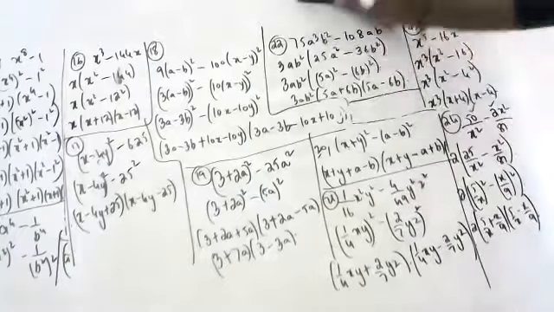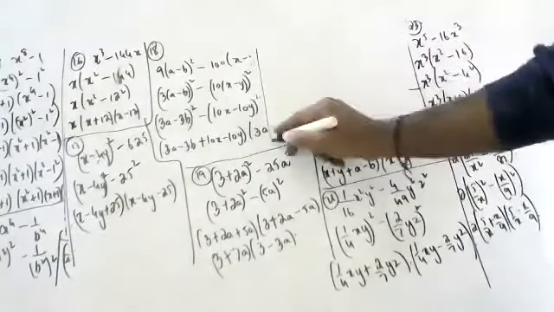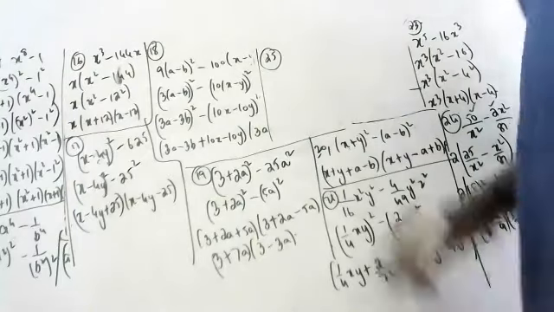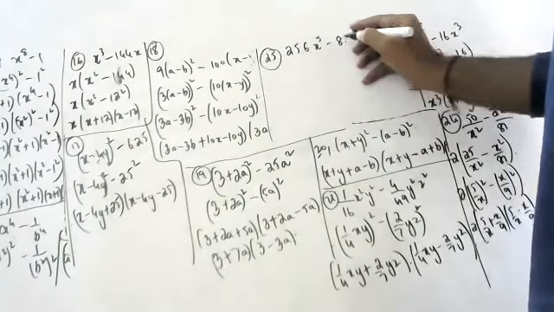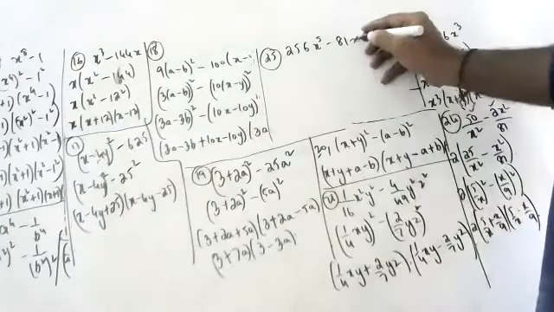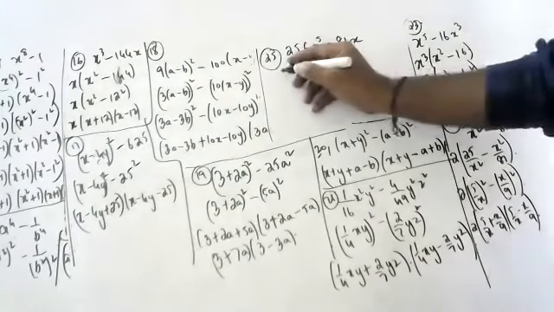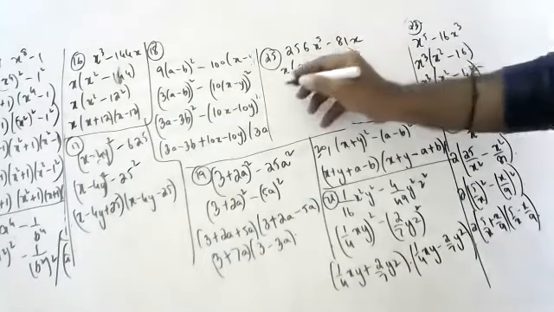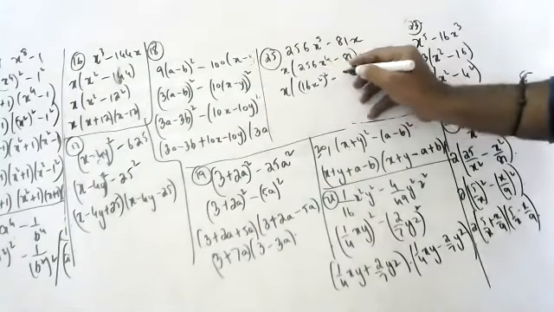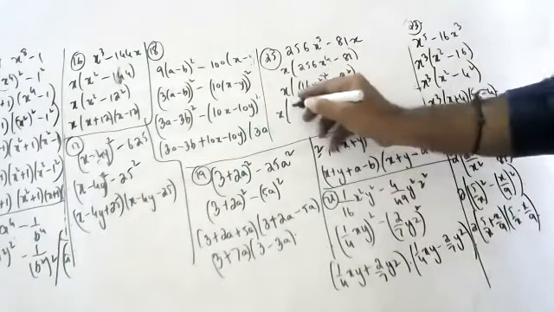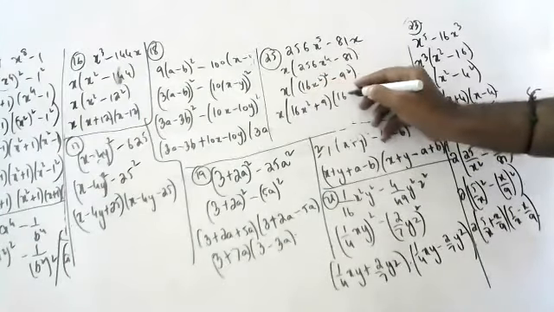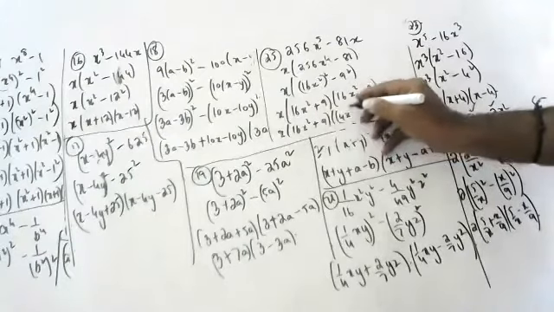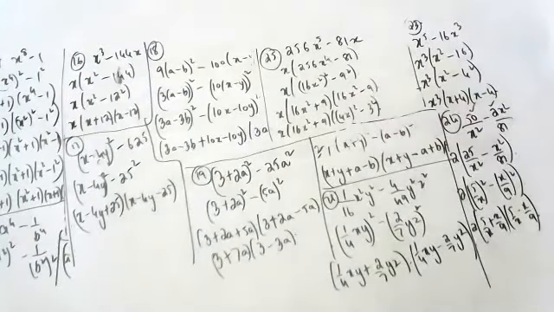Last question of the day. We will give the chance to Surya. Surya, you tell the last question. 256x⁵ minus 81x. Take x common and tell. x(256x⁴ minus 81). Yes, sir, we can take this as a² minus b². So this is (16x² plus 9)(16x² minus 9). Okay, this we can write as (4x)²... Okay, last step.